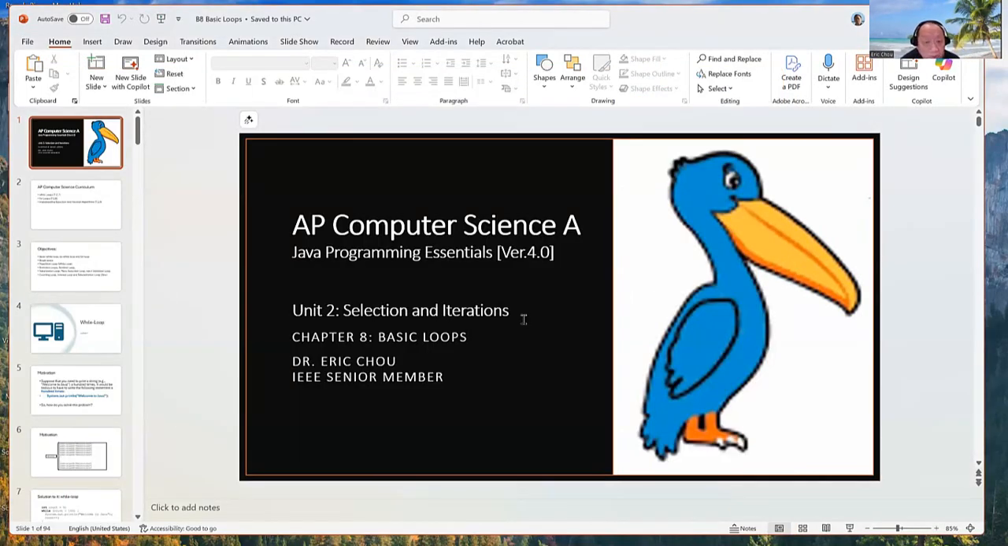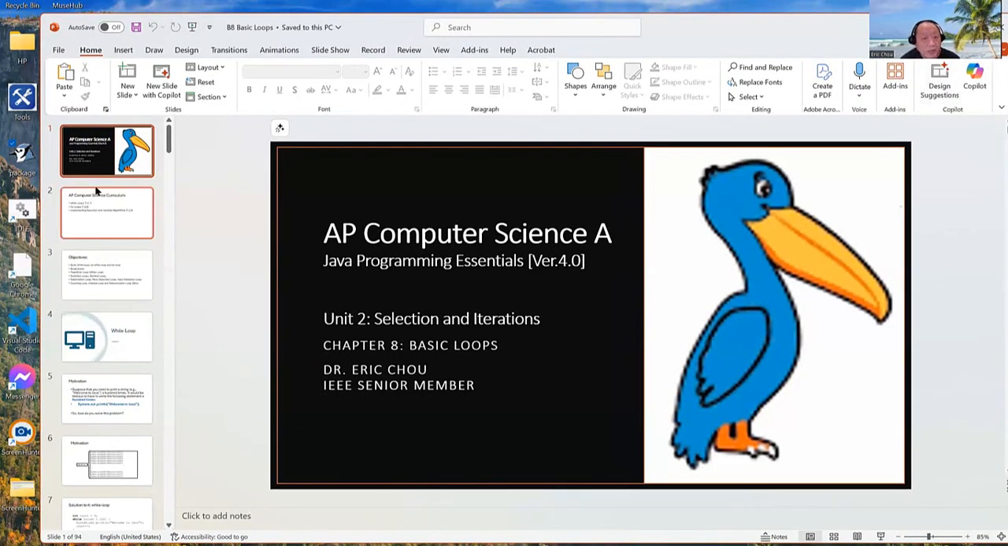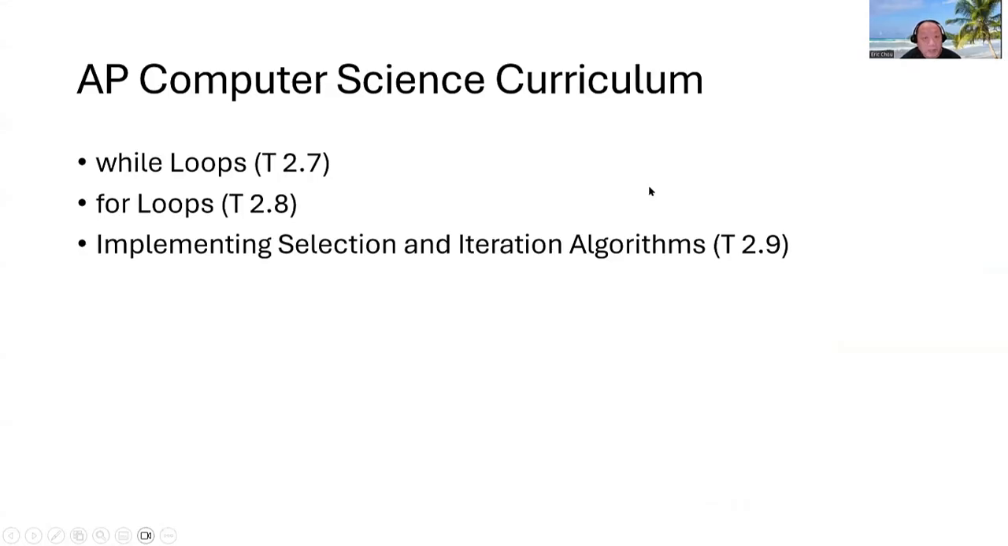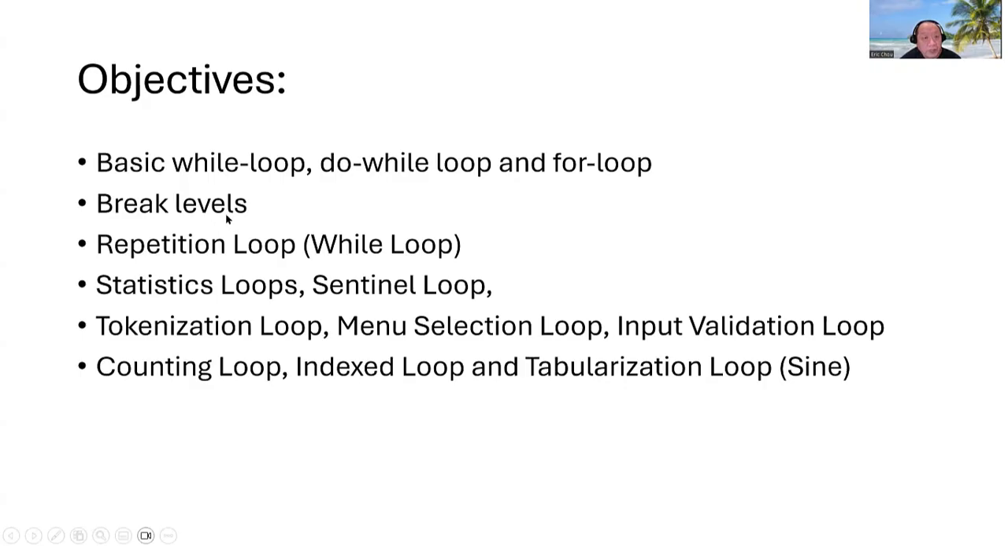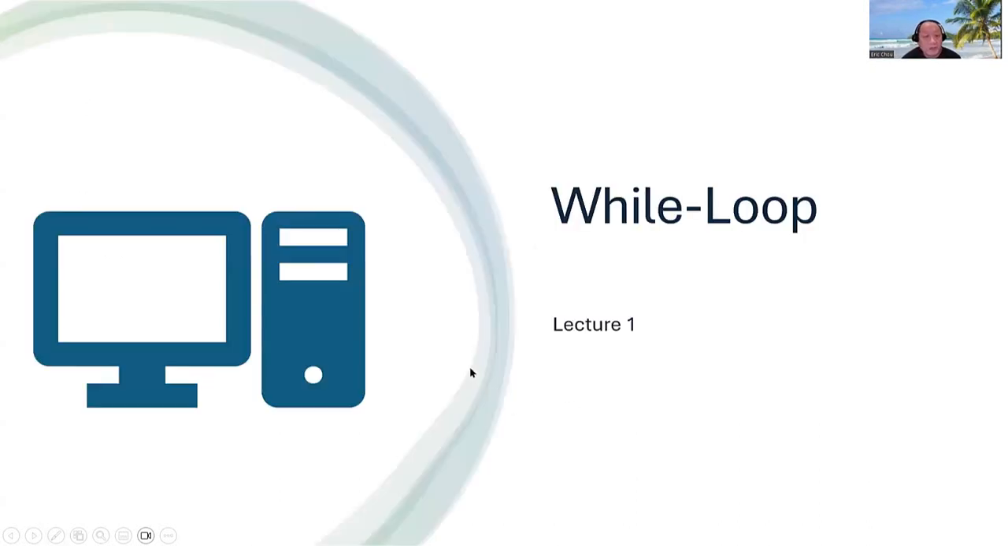At this moment, you are still on the program structure, so you need to pay attention to these basic program structures and try to understand them. Today we are on the basic loops. We will talk about what is a while loop, what is a for loop, and then break, labels, repetition loop, statistic loop, sentinel loop, token loop, menu selection loop, input validation loop, content loop, index loop, capitalization loop. Okay, these different loops. So first, let's look at the while loop.